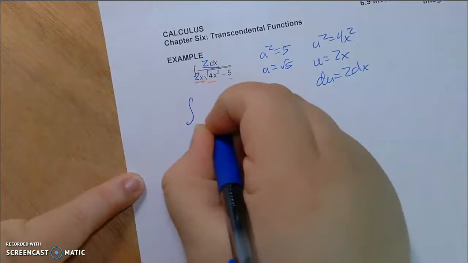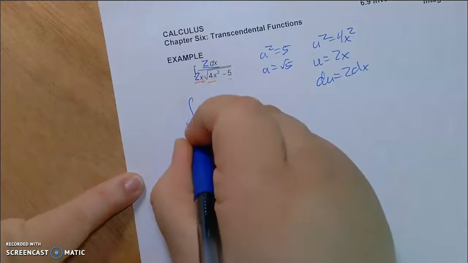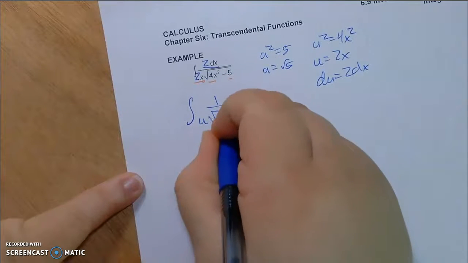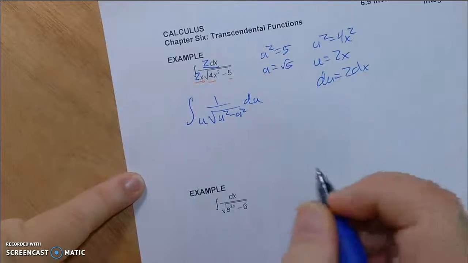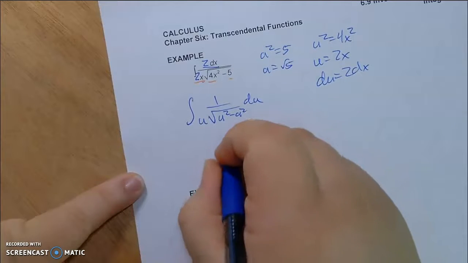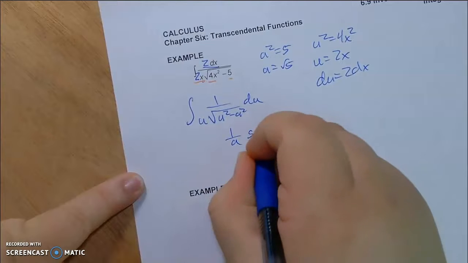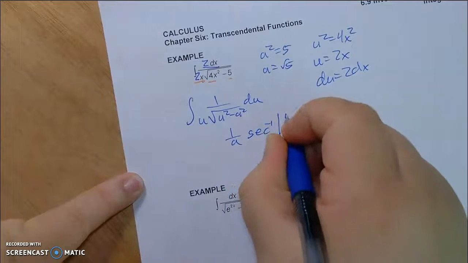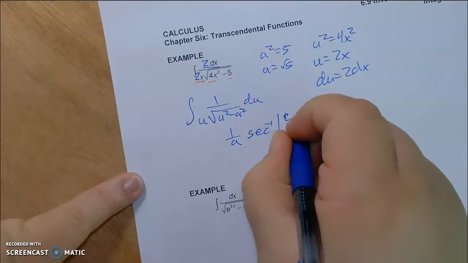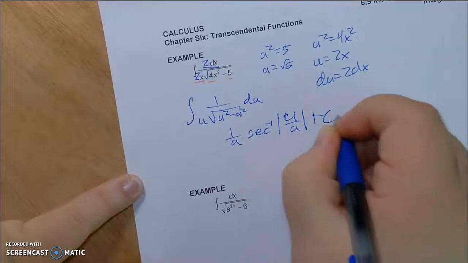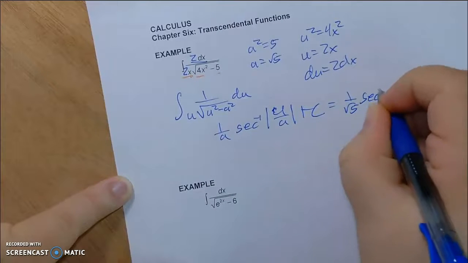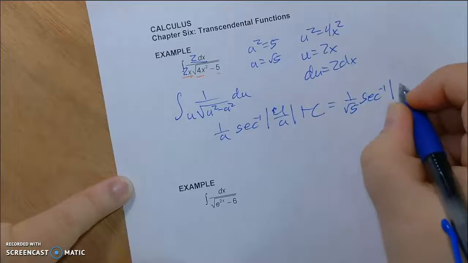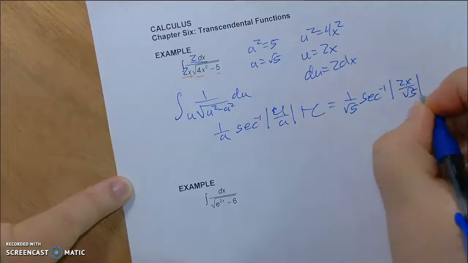So when we do our substitutions, we get 1 over, this becomes u. We have the square root of u squared minus a squared, and that becomes our du. So this is inverse secant. So you have 1 over a inverse secant of the absolute value of u over a plus c. So this is 1 over root 5 inverse secant of 2x over root 5 plus c.